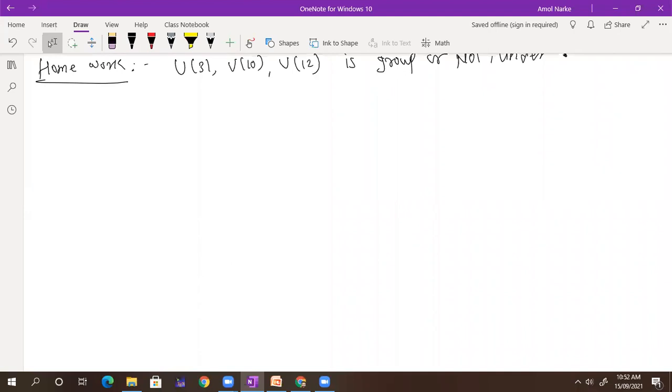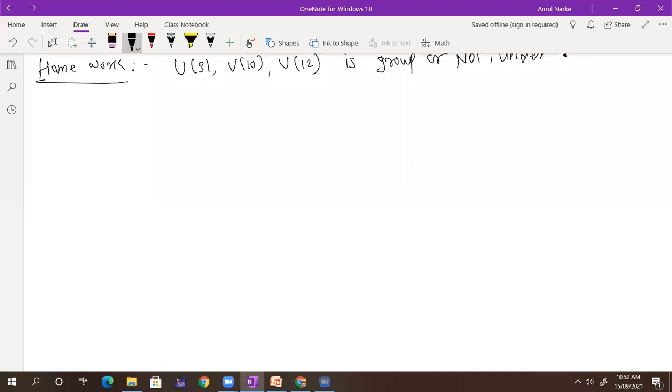How can you say yes? Natural numbers with addition: what is the identity element? It is 0. Is it a group? 0 does not belong to the natural numbers. So it is not a group. Natural numbers with addition is not a group because the identity element is not there.